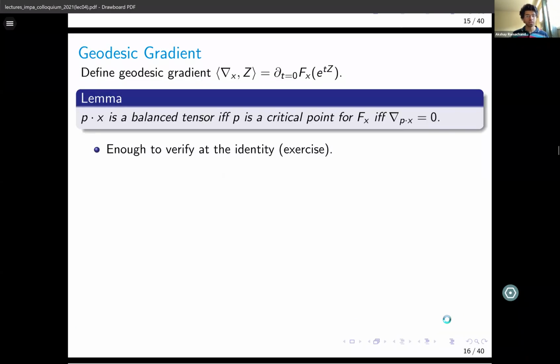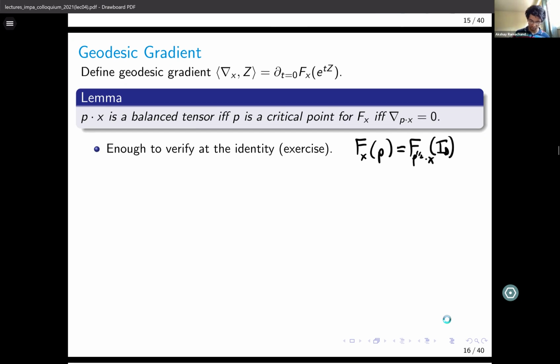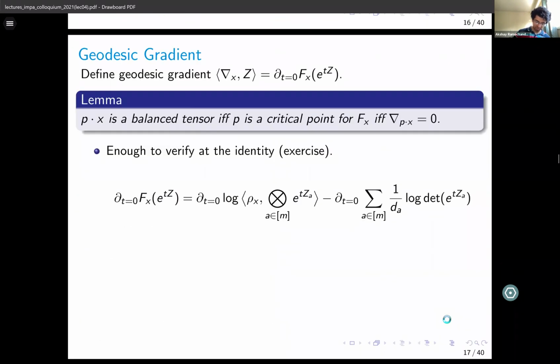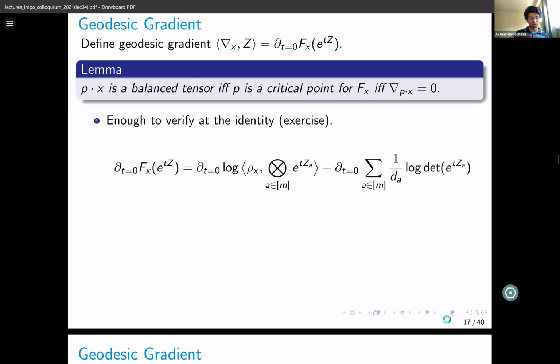As we did last time, it's enough to verify this property at the identity by this nice little shifting trick, right? So if you have f of x evaluated at P, this is equal to f of Px evaluated at the identity, right? So it's a really simple shift from everything to the identity. And the reason you want to do that is that the geometry from the identity is quite a bit simpler, right? So it's enough to verify this property at the identity. And so now how to verify, you just take a simple derivative, right?